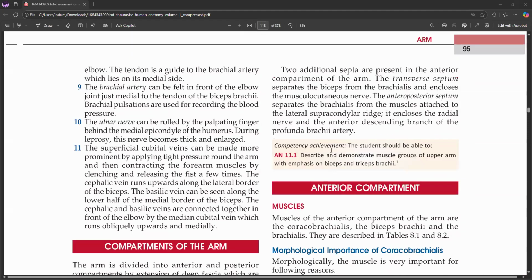Two additional septa are present in the anterior compartment of the arm. The transverse septum separates the biceps from the brachialis and encloses the musculocutaneous nerve. The anterior-posterior septum separates the brachialis from the muscles attached to the lateral supracondylar ridge. It encloses the radial nerve and the anterior descending branch of the profunda brachii artery.